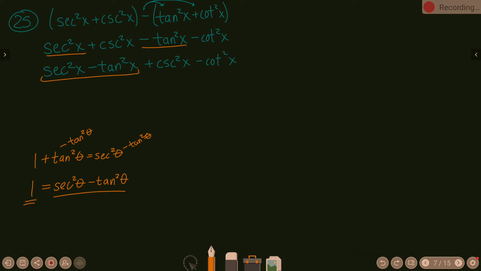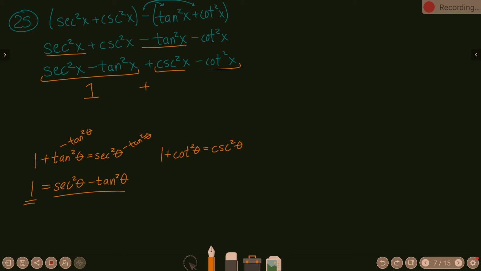Secant squared minus tangent squared is going to be replaced with 1 plus, guess what? Same thing can happen with the other one. The other identity is 1 plus cotangent squared theta equals cosecant squared theta. Well, can I make this match?